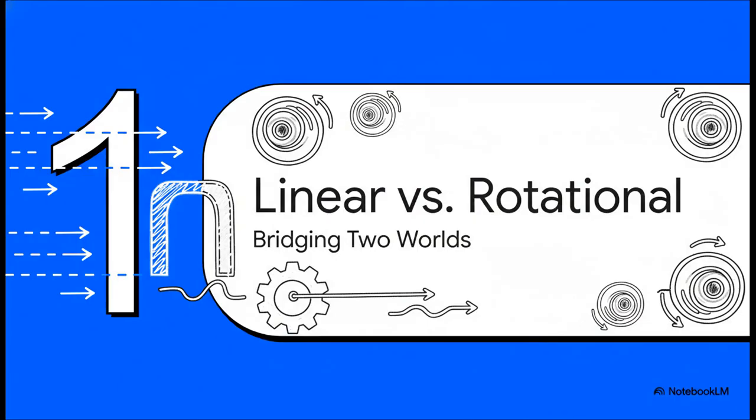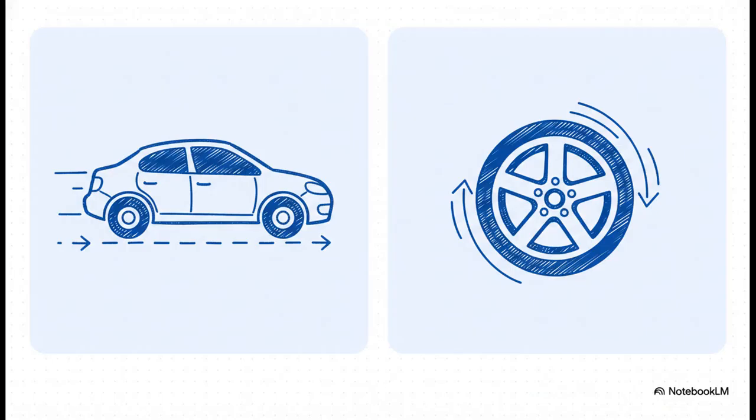Okay, to get our heads around this, we basically need to understand that motion comes in two main flavors. You've got your straight line or linear motion, and then you've got your spinning in a circle or rotational motion. And what we're going to do today is learn how to connect those two worlds. Linear motion is exactly what it sounds like. A car driving down a straight road. That's linear. It's just getting from point A to point B. But rotational motion? That's the wheels of that same car, spinning around and around a central point.